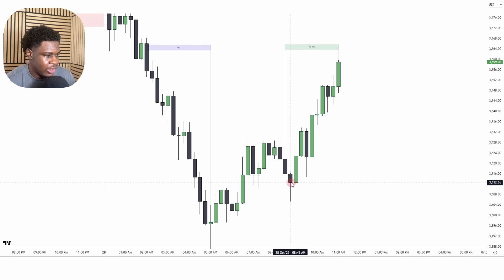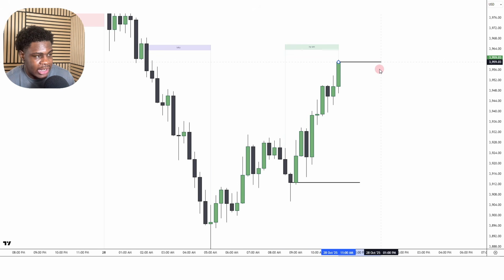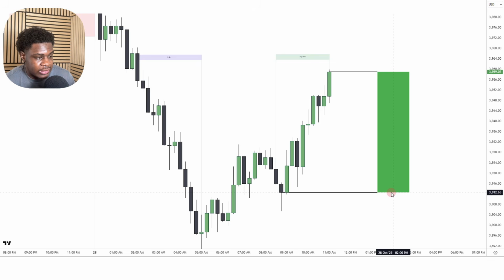So where does it start? Marking out the overall bodies. Right here, extend this forward to where the overall candlestick opens up, and where it overall ends is around 11 a.m. EST. So from 8:30 to 11 a.m. EST, this is the overall low right here, and this is the overall high right there. This would be referenced as a classic buy day.